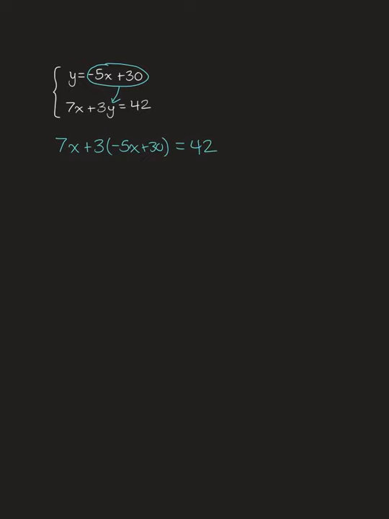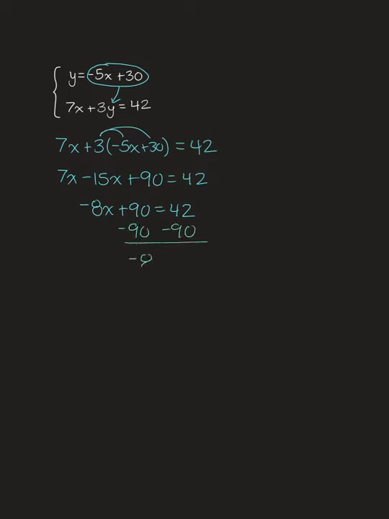So now we work steps to solve for x. So first thing we need to do is distribute the 3. So 7x minus 15x plus 90 is equal to 42. Well, 7x minus 15x, that's negative 8x plus 90 is equal to 42. Subtract 90 from both sides. You get negative 8x is equal to negative 48. Divide by negative 8. And you get x is equal to positive 6. So there's your first value.